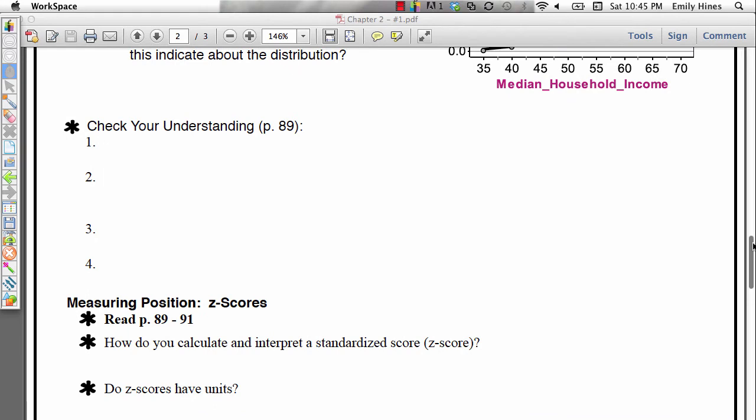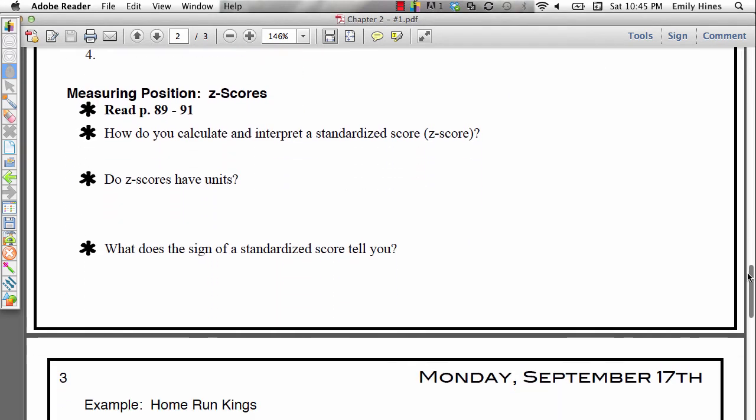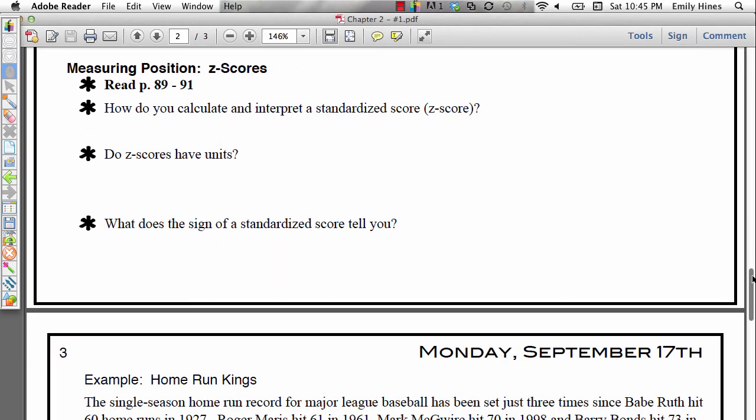There is one more thing that we need to talk about in terms of measuring position, and that are z-scores. Z-scores are also known as standardized scores, know both names, and they are really important because they help us figure out if a distance from a mean is good or bad.